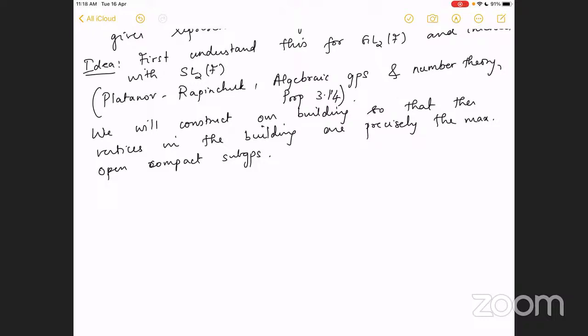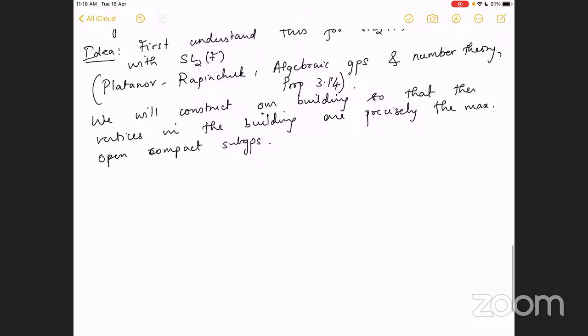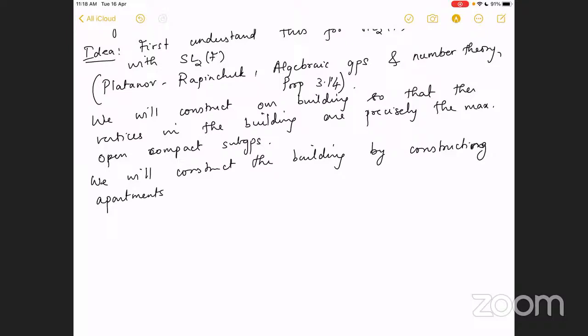As I said, the way we are going to do it is we will first construct apartments, put a simplicial structure on the apartment, and define parahoric subgroups, and then glue the apartments together to obtain the building. Okay, so that's what I will do. We will construct the building by constructing apartments and gluing them together.